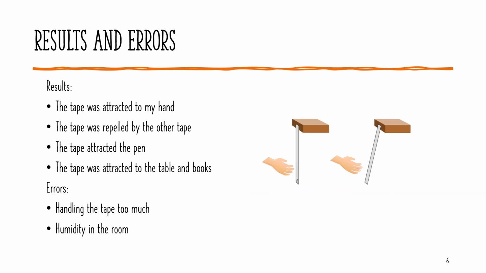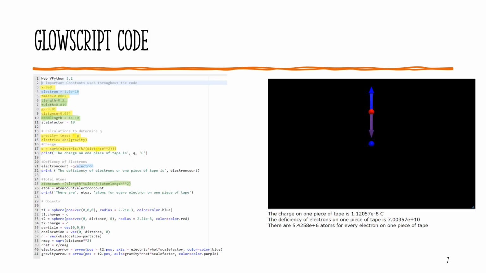Results and errors. The results of my experiment were that the tape was attracted to my hand, the tape was repelled by the other U-tape, the tape was attracted to the pen, and the tape was attracted to the table and the books that I also tested it against. And the errors of the experiment potentially came from me handling the tape too much and the humidity in the room. Now we're going to take a look at my glow script code.